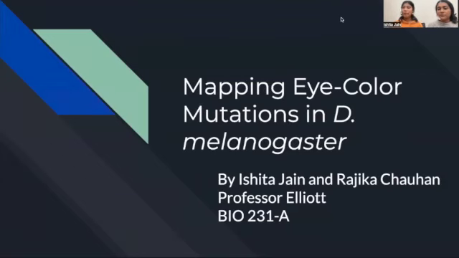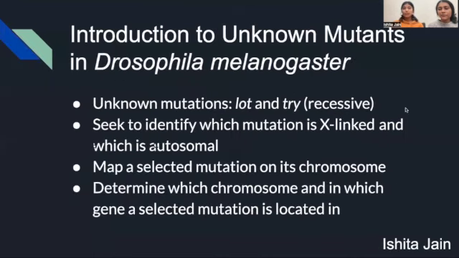We're presenting on mapping eye color mutations in Drosophila. We were given two unknown mutations called LOT and TRI, both of which were recessive. There were two main goals of this experiment. One was to identify which mutation was X-linked and which mutation was autosomal in terms of their mode of inheritance. And the second goal was to determine where that mutation was in terms of what chromosome number it was on, as well as which gene that mutation was on.